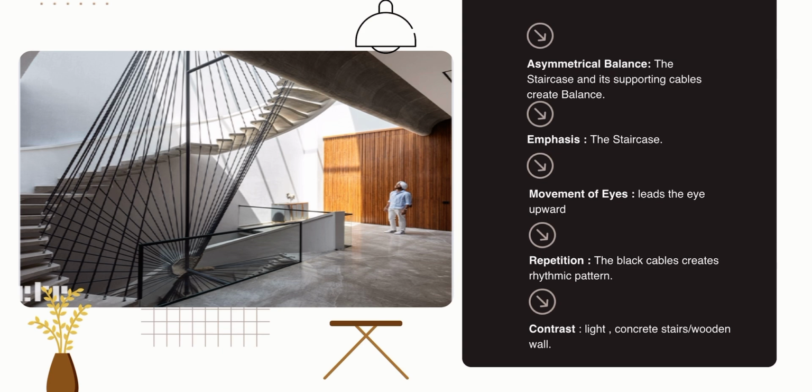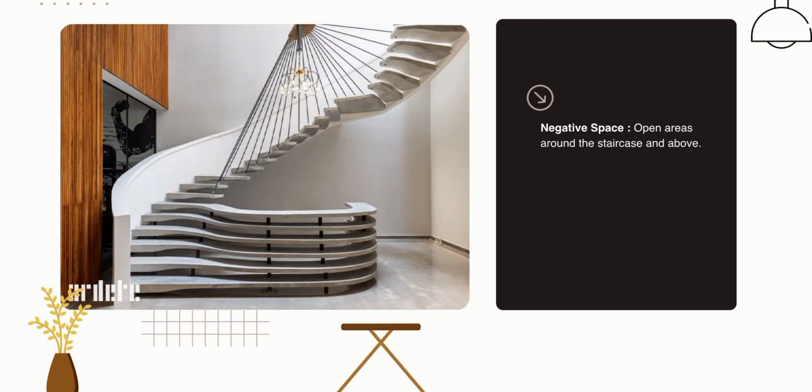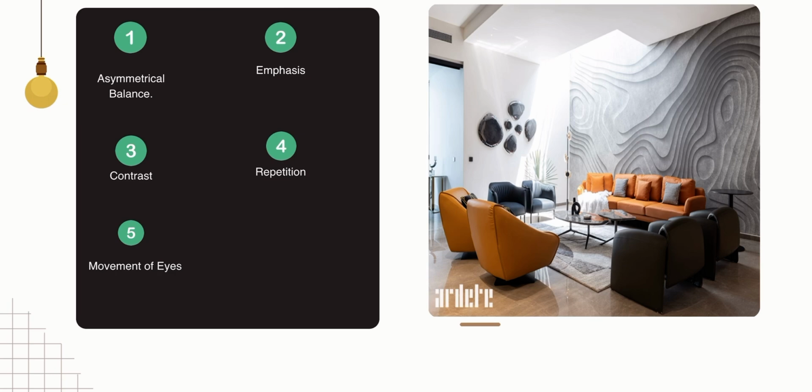There is a high contrast between light and shadow created by natural lights, the raw concrete stairs and the smoother wooden walls, the black metal cables and the white curved walls. Open areas around the staircase and above are the negative space. The image shows a symmetrical balance.